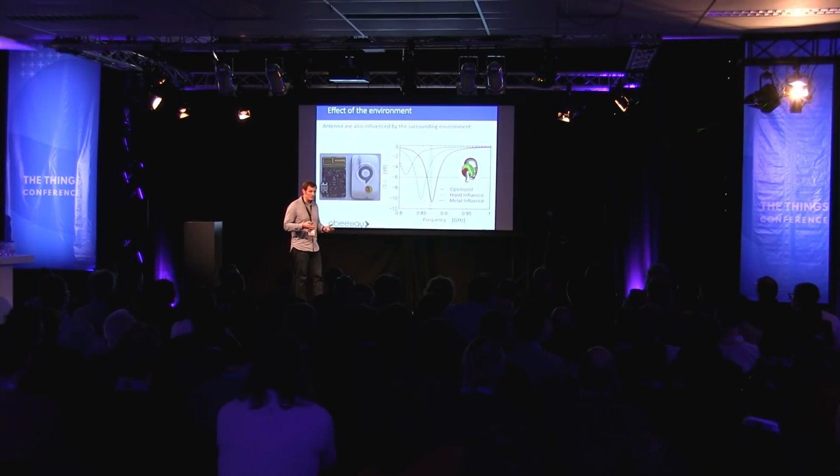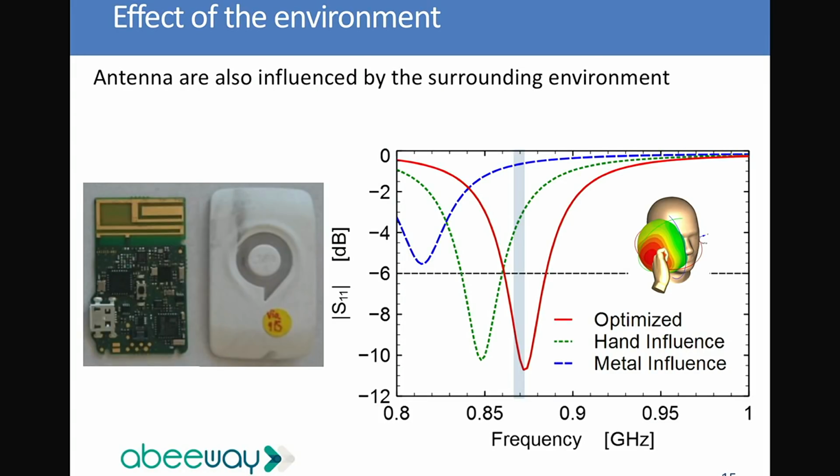Then in the environment, you have what you can master, which is, for example, the battery or the casing, but you have also what is around the antenna. So if you take this type of small terminal, it can be held by hand, it can be placed on a metallic table.